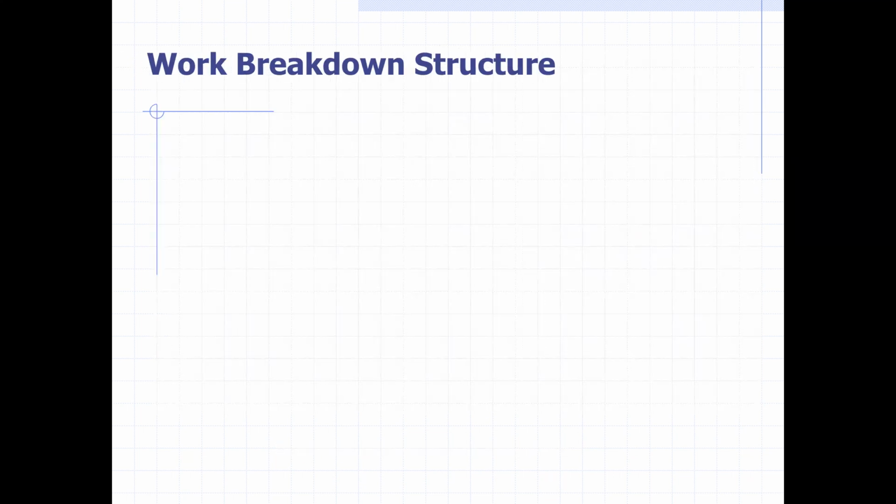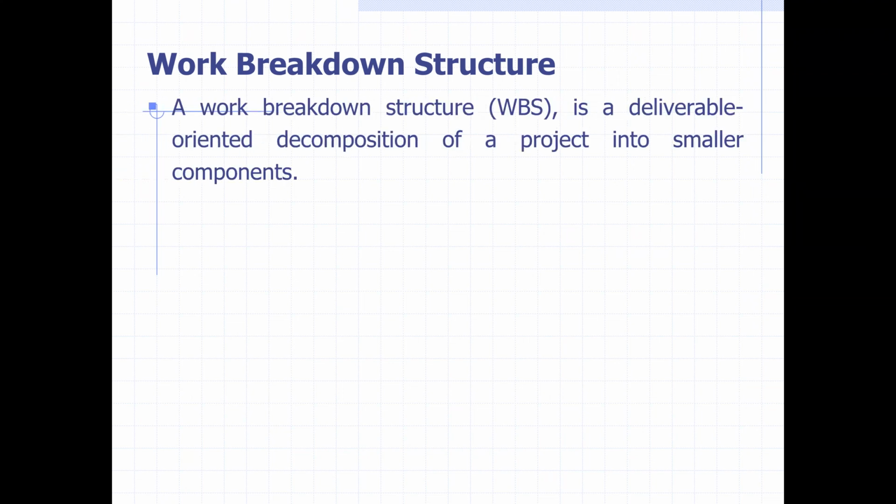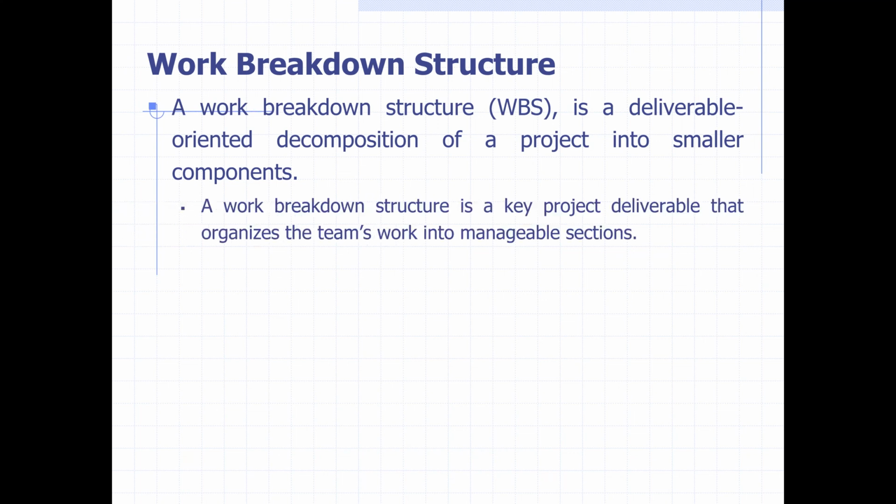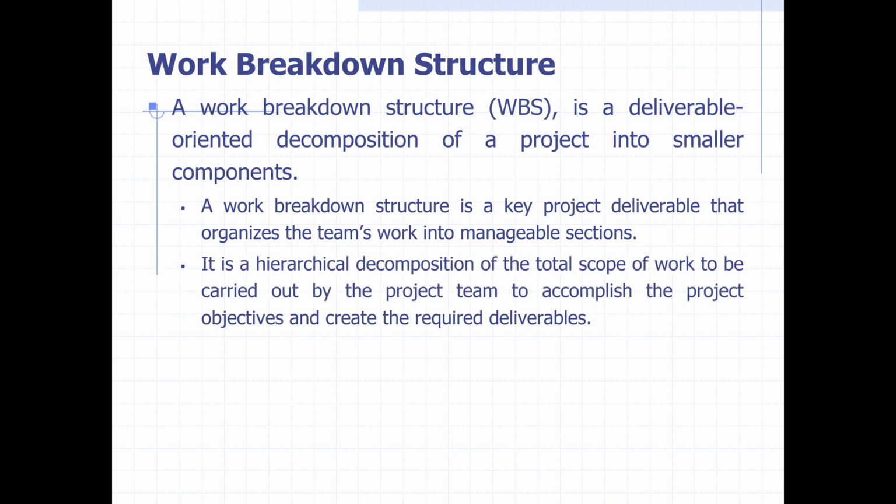So let's move next. We are going to discuss a WBS, work breakdown structure. A work breakdown structure is a deliverable-oriented decomposition of a project into smaller components. Okay, so a work breakdown structure is a key project deliverable that organizes the team's work into manageable sections. So it is a hierarchical decomposition of the total scope of work to be carried out by the project team to accomplish the project objectives and to create the required deliverables. So whenever we start making a schedule with Primavera, we have to decide the WBS first.